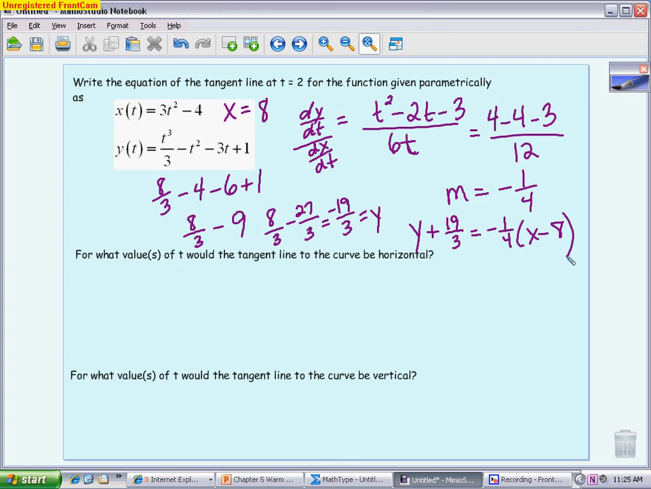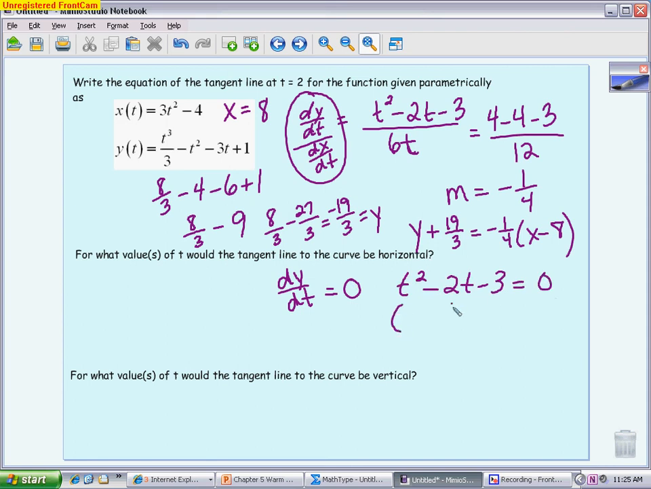Next question wants to take the same parametric equations but asks when would the curve be horizontal. Horizontal means that the derivative is 0, which, looking at the way we define the derivative, in order to get that to be 0, means it's when dy dt equals 0. So I'm going to set dy dt, which I'd already found as t squared minus 2t minus 3, equal to 0. This factors very nicely. T minus 3, t plus 1. So I get t values of 3 and negative 1.